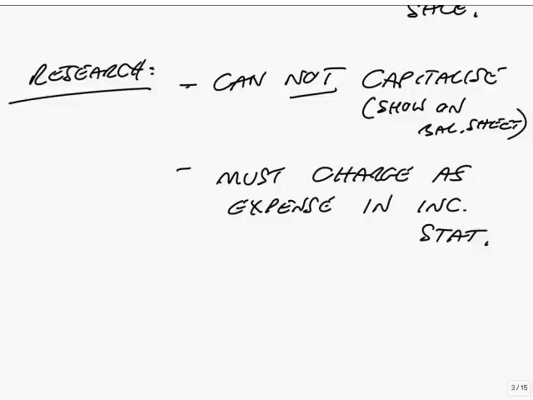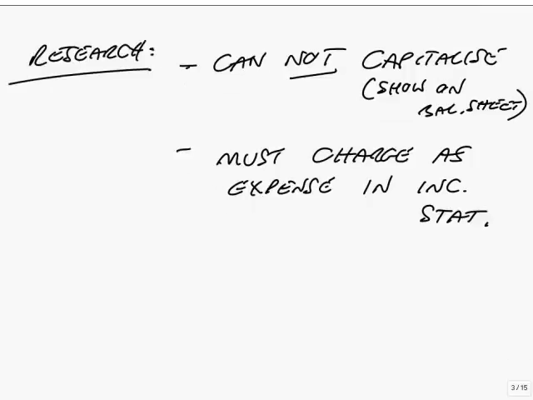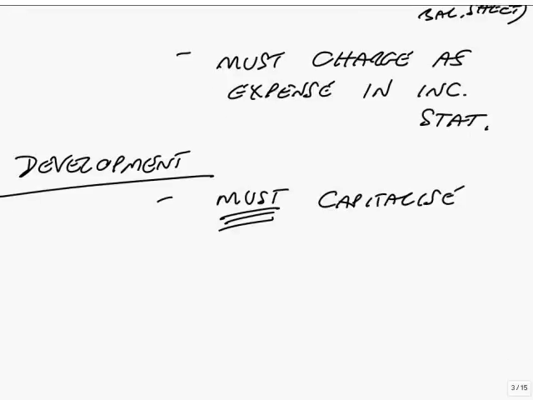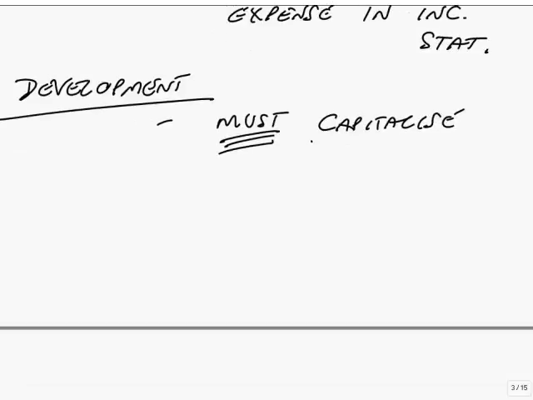On the other hand, if it's development, BMW has spent $1 million on scientists' and engineers' wages, but they know what the product is. If it's development expenditure, you must capitalise. It's not a choice, you must. And again, by capitalise, I mean show on the balance sheet.